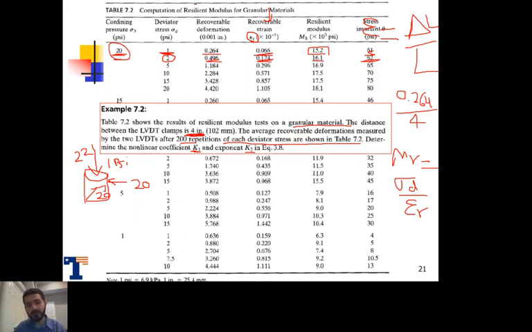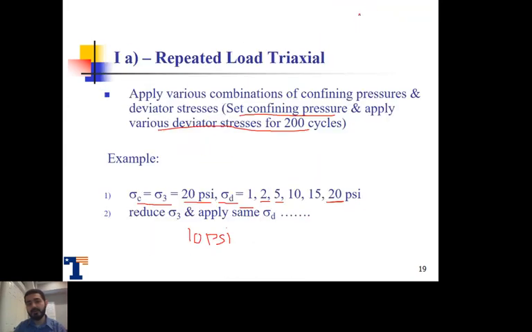You're going to keep doing the whole thing for all the numbers. Once we're done with the 20, we do 20 at 1, we do 20 at 2, 20 at 5, all the way to 20 psi with 20 psi deviator stress, and then we shift to 15, and then we go to 5, all the way to 1, 1 with 1, 1 with 2, all the way to 1 with 10. Once we finish this table, we're going to end up with two major columns that we need to plot in order to get K1 and K2, which is this column right here, the resilient modulus versus the stress invariant. Remember this relationship here?